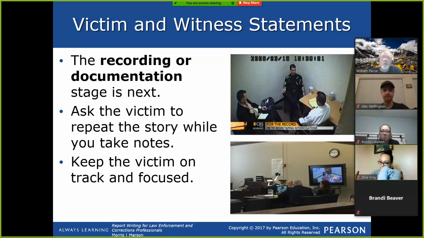When it comes to recording or documentation, if you don't have anything clear, you can tape record victims and you can tape record witnesses. It's not a bad thing to do, and a lot of agencies do it. If you don't have the whole story or you're not sure, ask them to repeat it. They're not going to think anything less of you, and having them repeat something keeps them focused and straightforward.